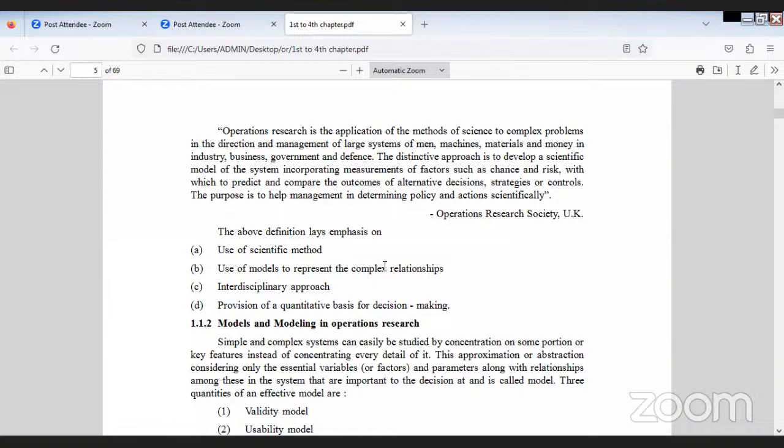Operations research was achieved by the United Kingdom. The above definition lays emphasis on the use of the scientific method, use of models to represent complex relationships, and an interdisciplinary approach.